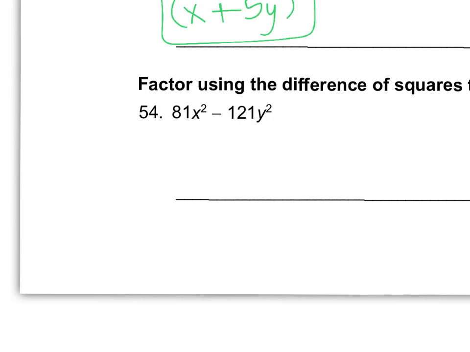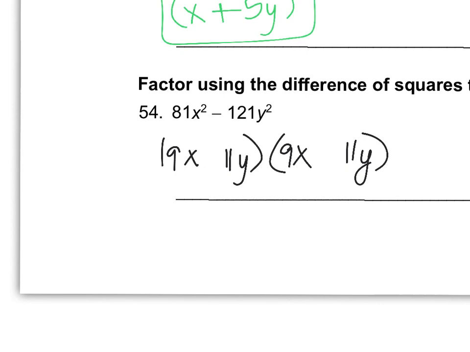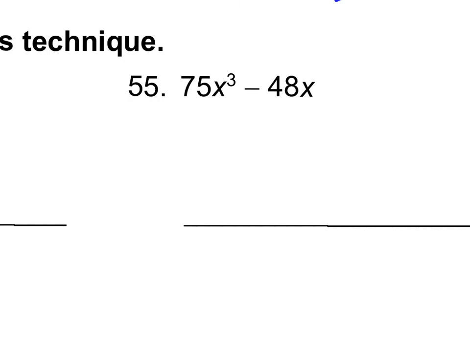So now to factor this type of problem, we're going to split up into 2 parentheses. We're going to put 9x and 9x in the first spot, and we're going to put 11y and 11y in the second spot. And for our signs, one is a plus and one is a minus. Okay, that's your answer.